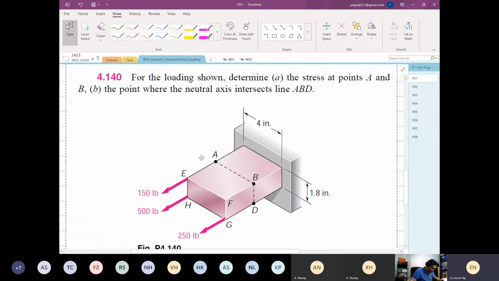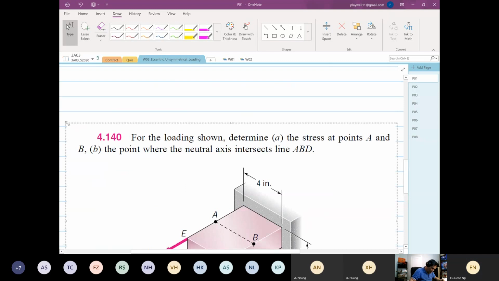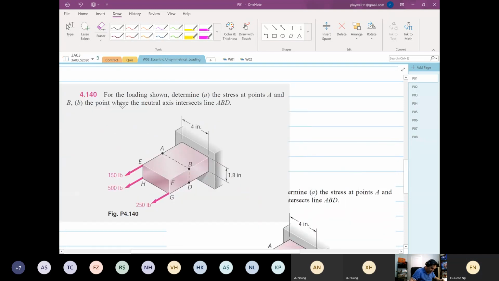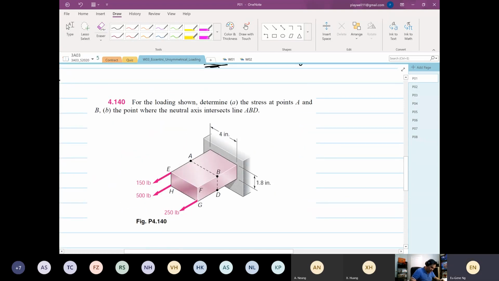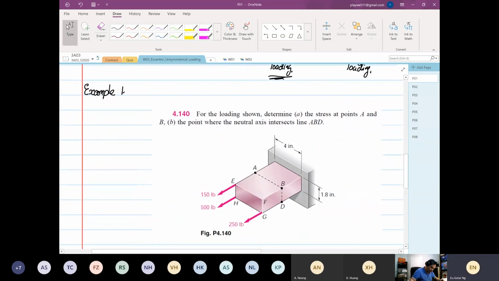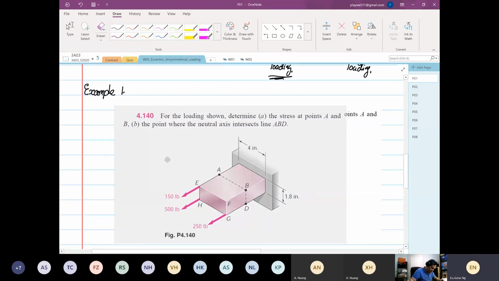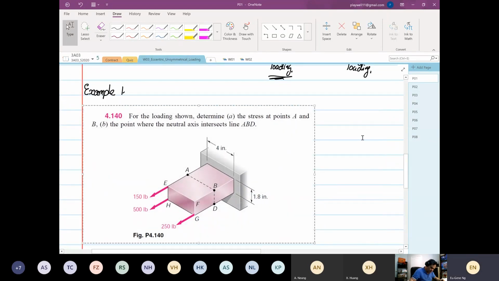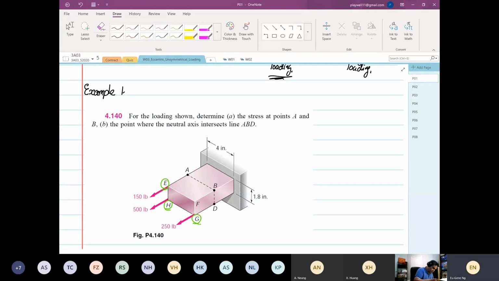Right. So what we have over here is a structure that has axial load. The axial loads are at point E. So you can see we have point E, point H, and point G. We have axial load, so we want to find the stresses at point A. What's our stresses at point, for this question, point B? Okay, what are the stresses over there?